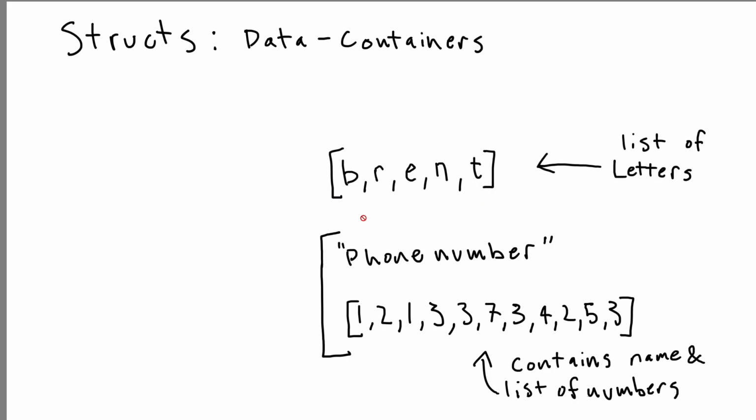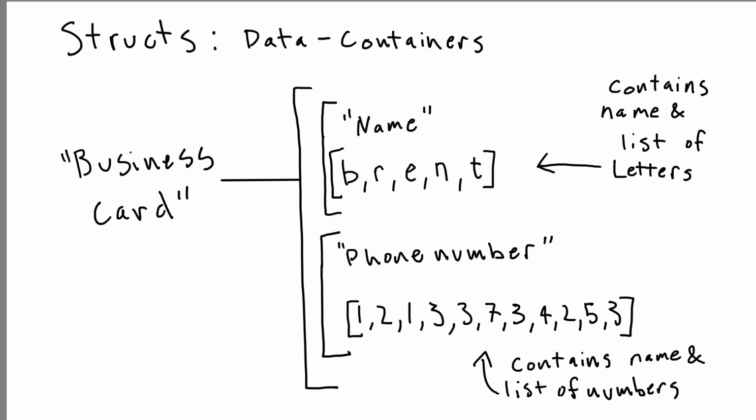Another example, you might have this list of letters. And you don't necessarily know how to, or Blender doesn't necessarily know how to interpret these, but if it's in a struct with the label name, now it's got context, and it knows that these letters are a name. And further, you could take both of these structs, put them in a struct with the label business card, and now you've got even more context, and you know that the name Brent is associated with a phone number. I'm not going to read it. And you know that this phone number is Brent's phone number.